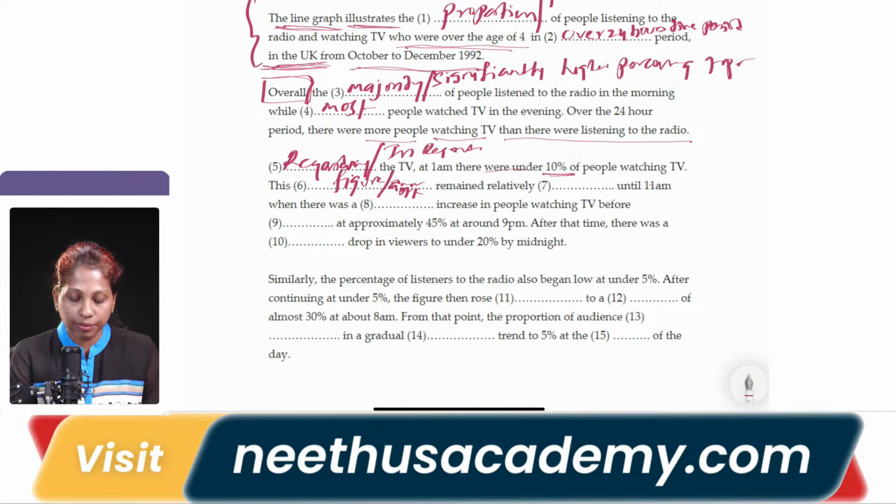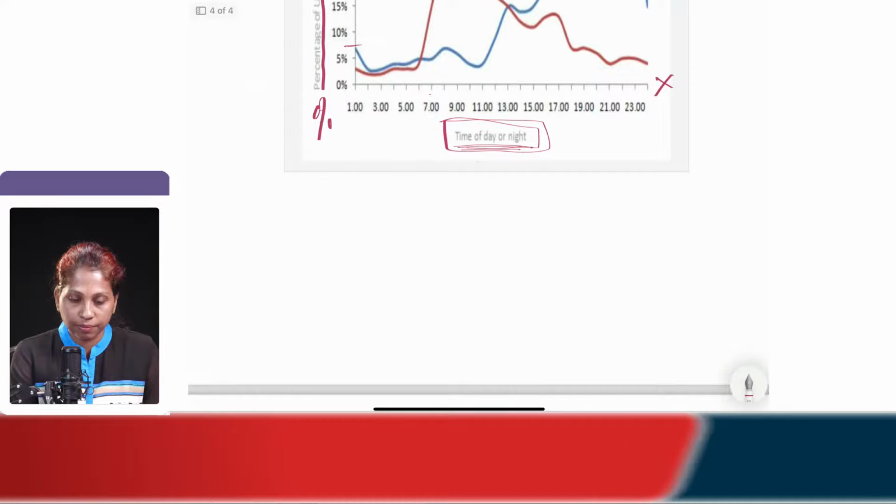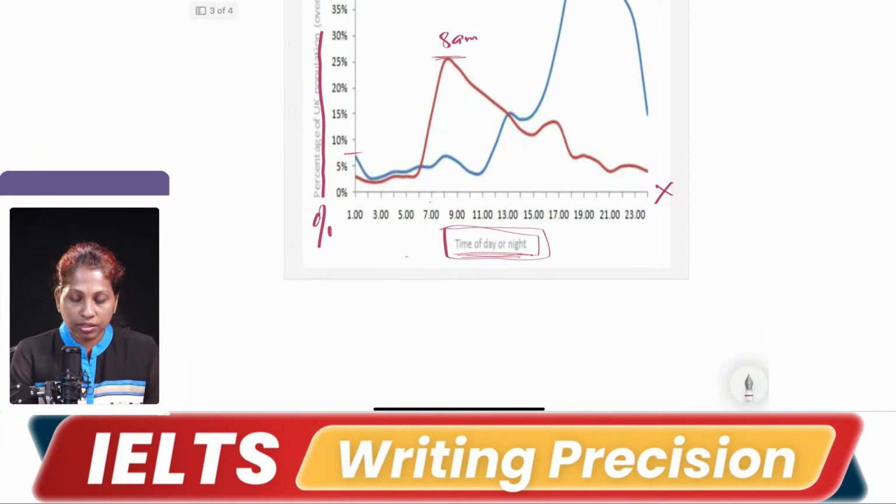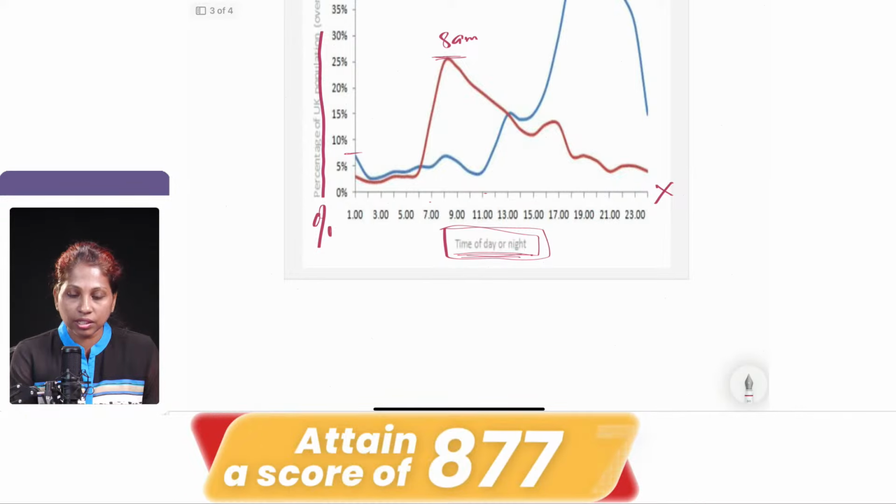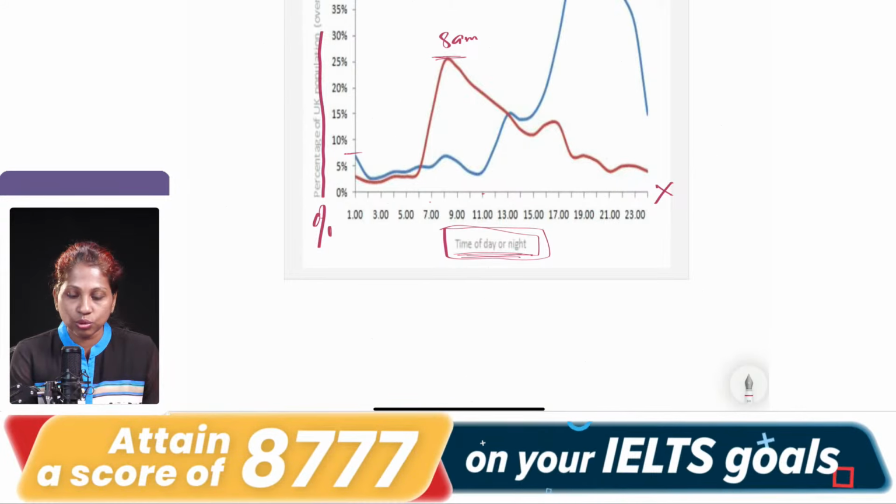Dash, until 11 a.m. When you go to 11 a.m., you can see when it comes to here, this is 11, right? You can see there the blue one.